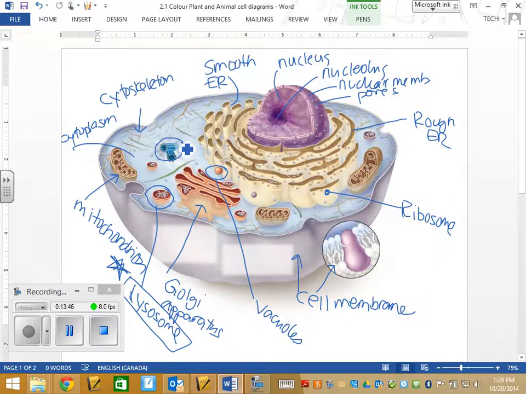The other piece that you probably couldn't have identified was the little blue licorice tubes that are crossed one over the other. That's what I think it looks like. This is called a centriole. It's for cell division. Animal cells have them, but plant cells do not.